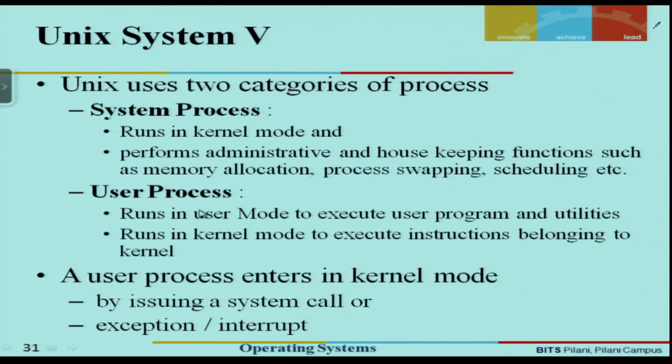That is, whenever a user process makes an IO request, it changes from user running mode to kernel running mode, and it will execute instructions belonging to the kernel. Usually the user process enters kernel mode by issuing a system call, or while a user process is executing, if some interrupts or exceptions occur, the process would move from user running mode to kernel running mode.